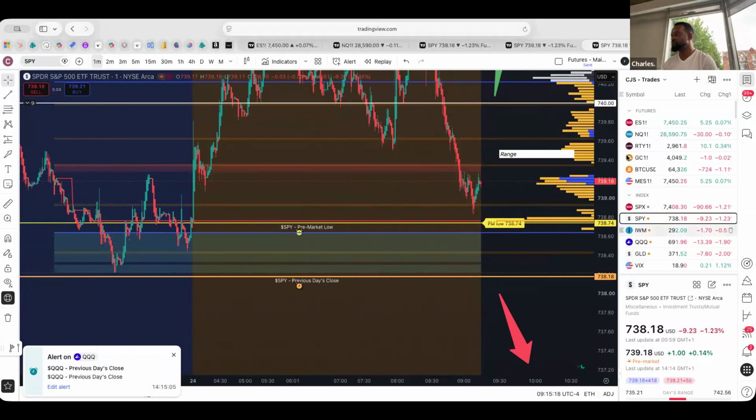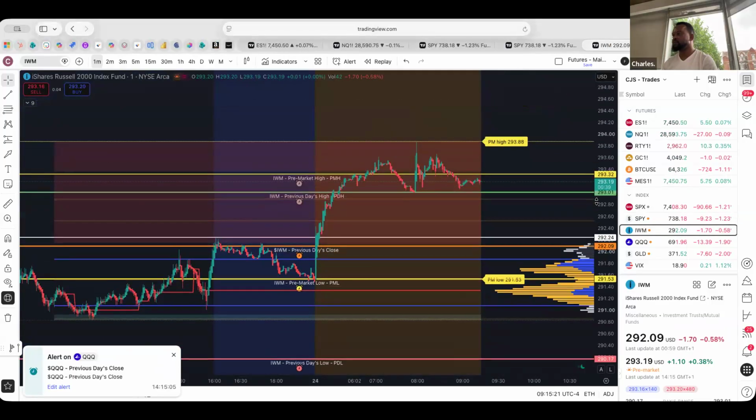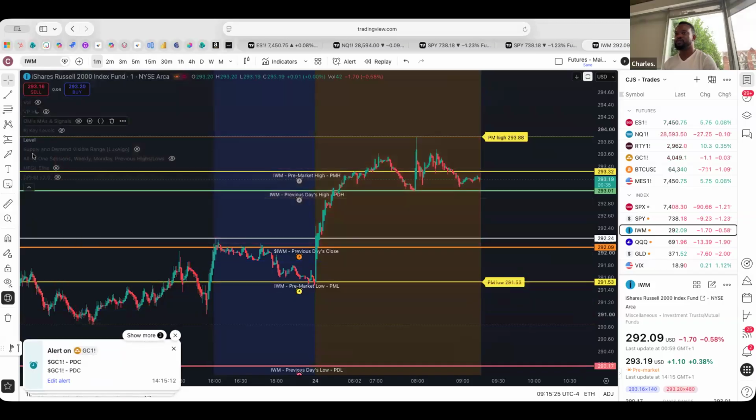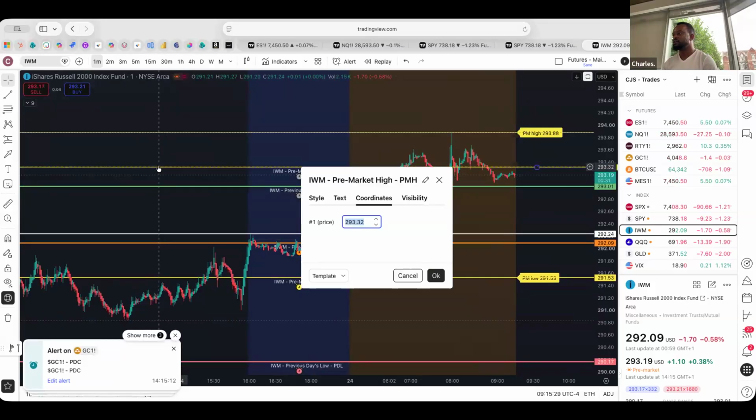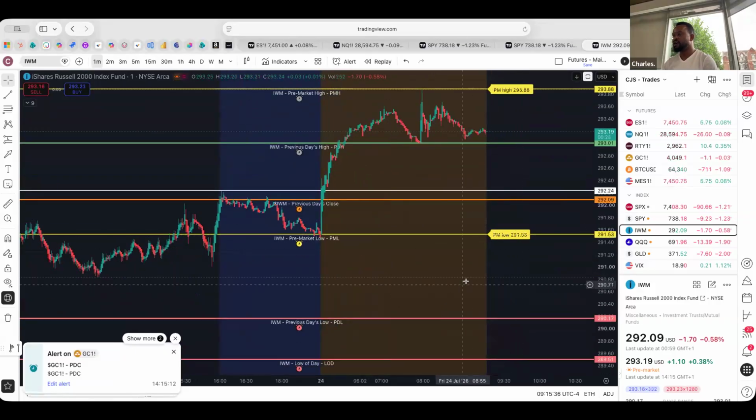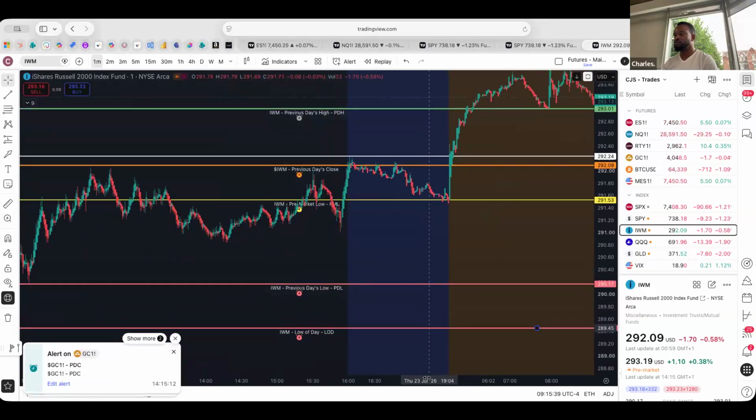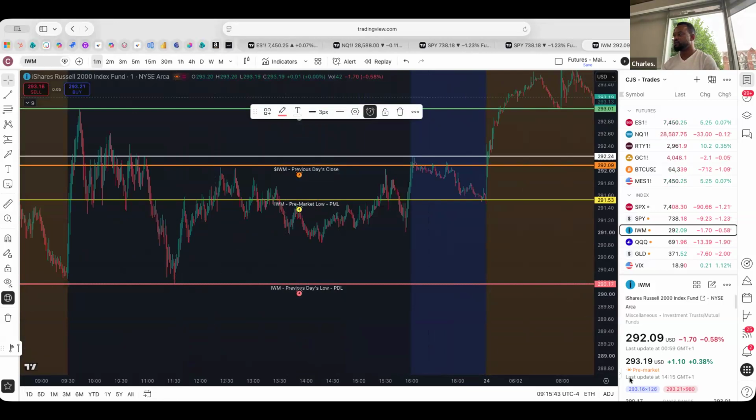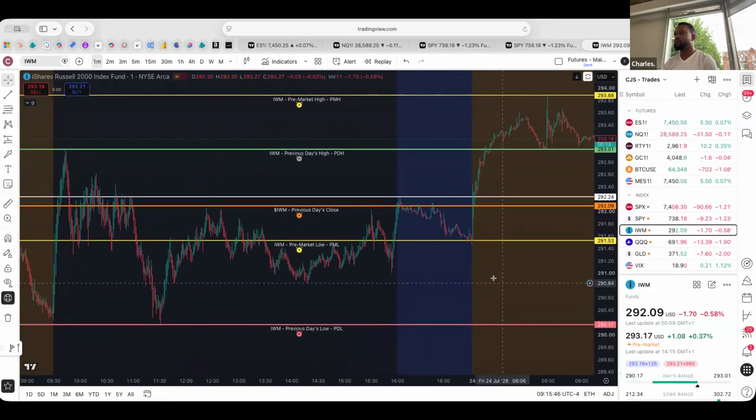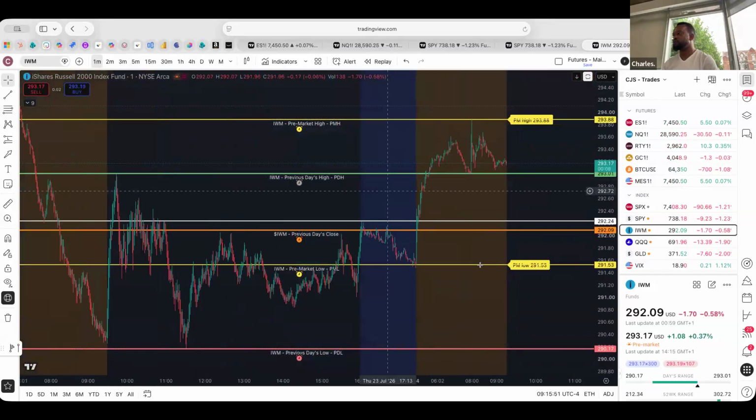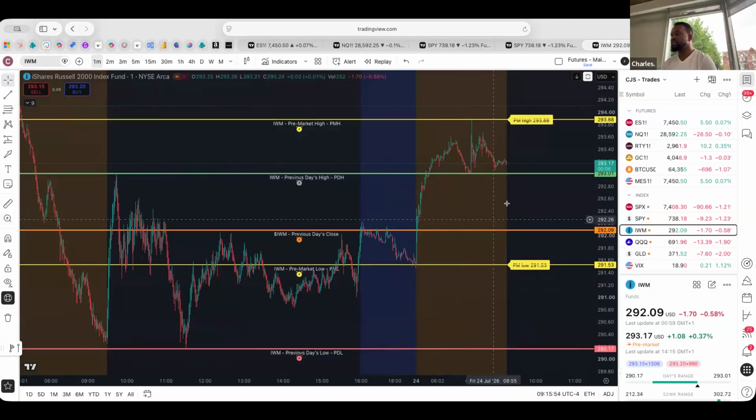Let's go IWM. Okay, I'll switch this off so you guys can see clearly. Okay, pre-market high is 293.88. Pre-market low is 291.53. Previous day low here is 290.17, which is here, 290.17. And then obviously previous day high, it's the high of the day. So this is set. So mark your key levels.